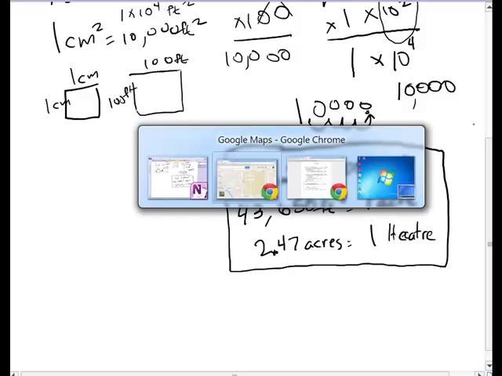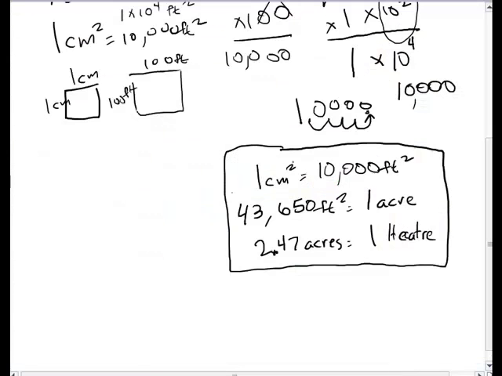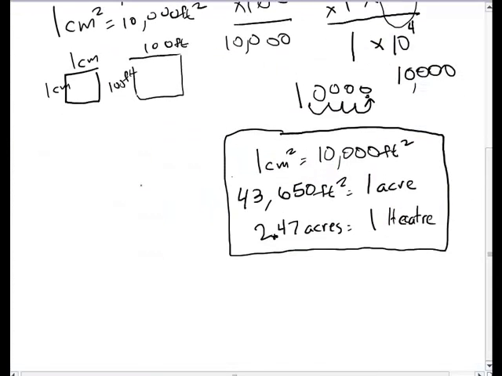I took a ruler and measured Bellingham High School, which was roughly 9 by 8.3 centimeters. So I'm going to figure out how many centimeters squared that is by using long multiplication. When I measured it on the map, Bellingham High School is 9 centimeters by 8.3 centimeters. And so I can get how many centimeters squared by doing length times height.